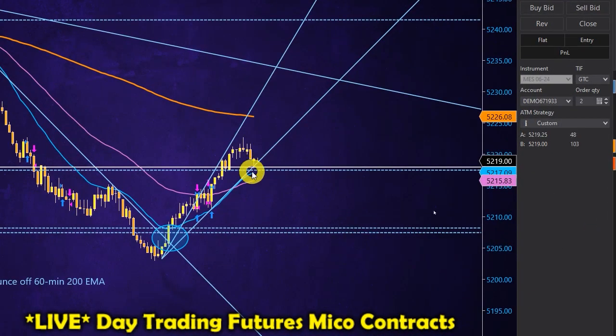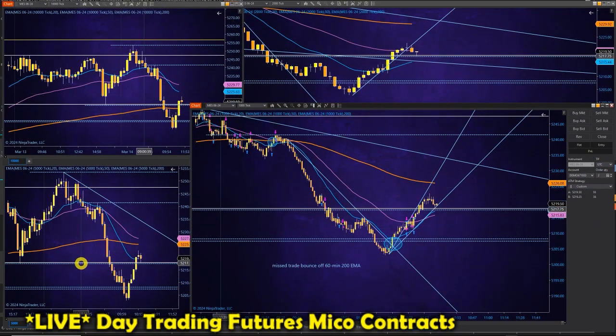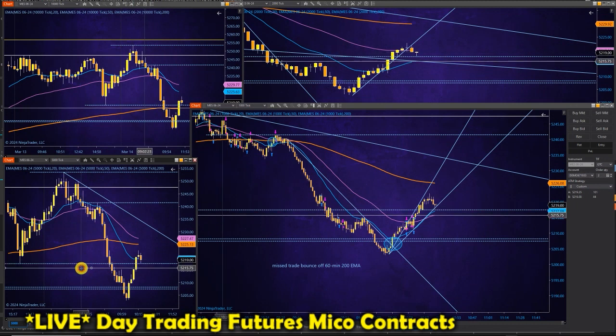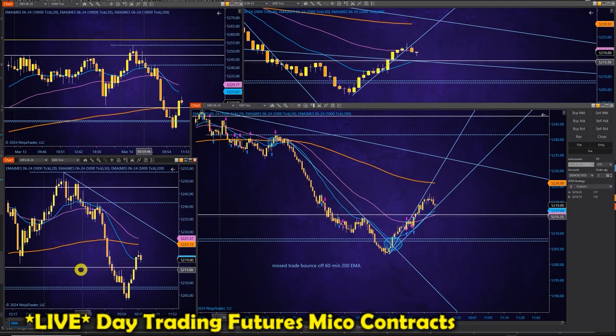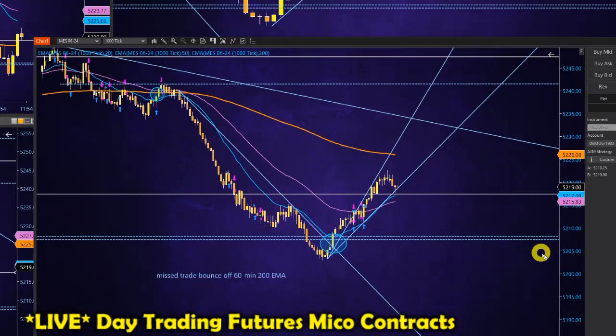Now, if it holds the previous day's high, that's going to be a good sign for the bulls. Okay, if it actually holds that area, then that's going to be a really, really good sign that this thing could keep going up. Absolutely. Let's see what happens. This is a critical moment right here.